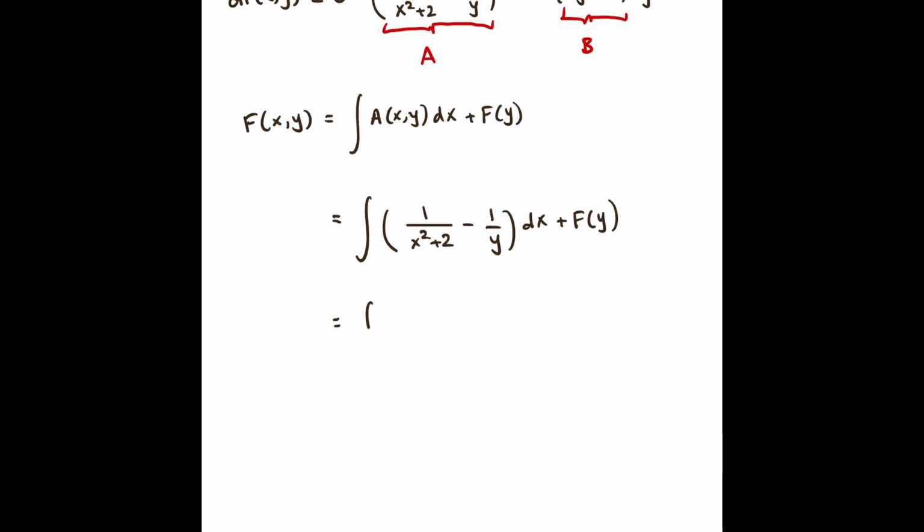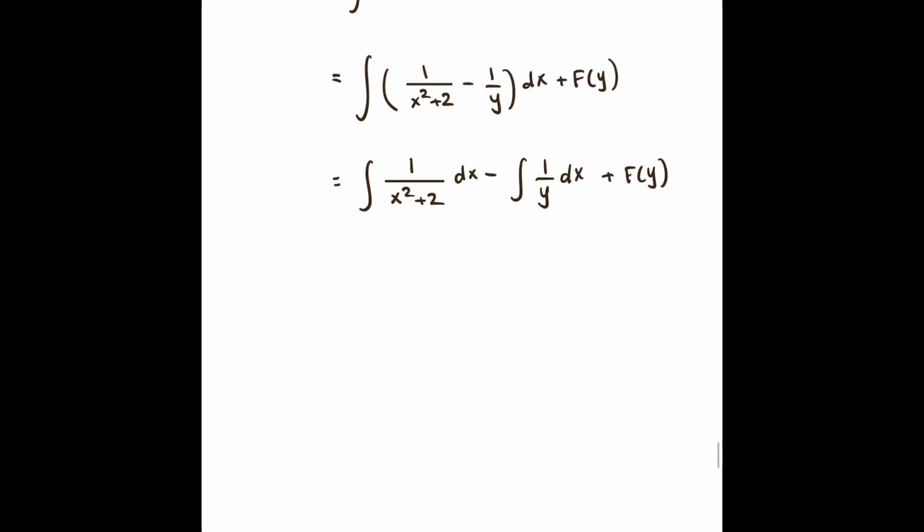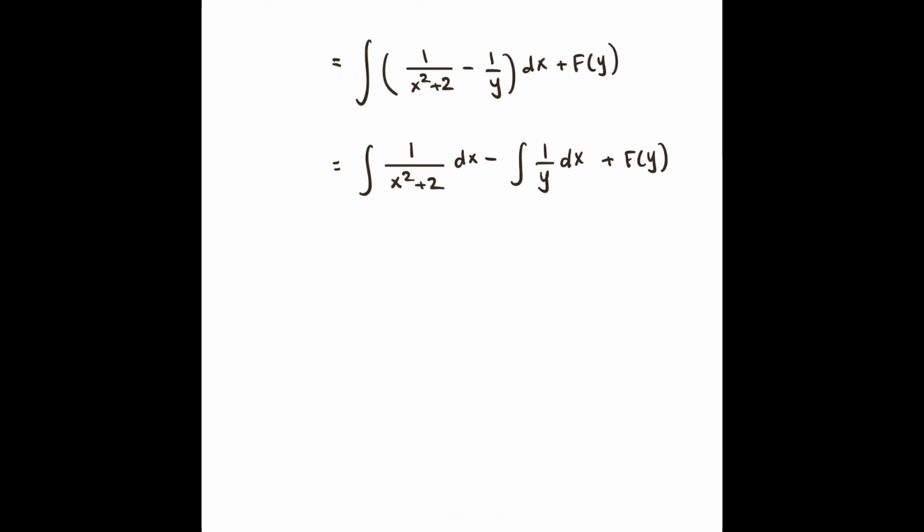Now we want to integrate. I'm going to do these separately. F of y is a function that we can find later. So this integral has the form 1 divided by x squared plus a squared, which we know is 1 divided by a arctangent of x divided by a.